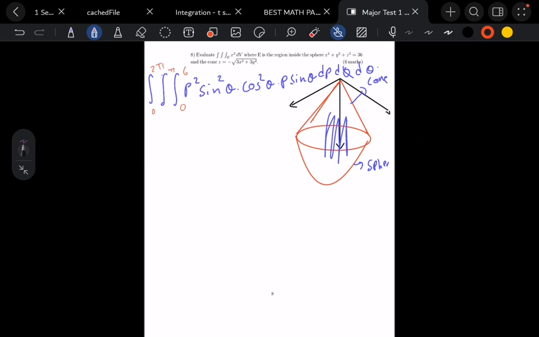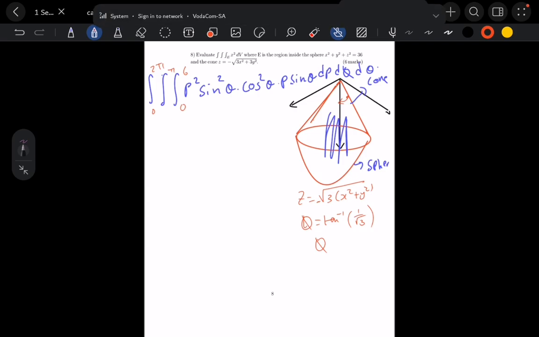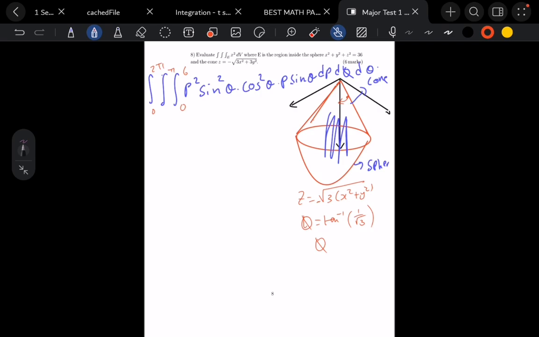And what is your minimum value of phi? Now since your cone is starting from this side to that z value, we are going to say z is equal to negative 3 in bracket x squared plus y squared, and then the phi value from the positive is going to be 1 over root 3. Now what is the phi value for 1 over root 3 in radians? It's pi over 6.